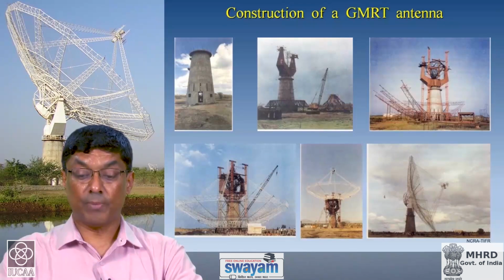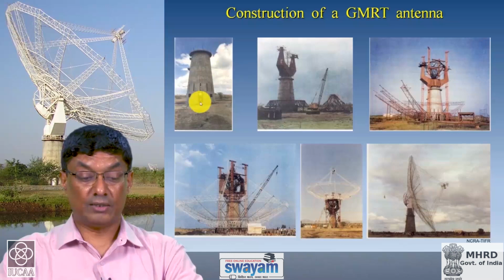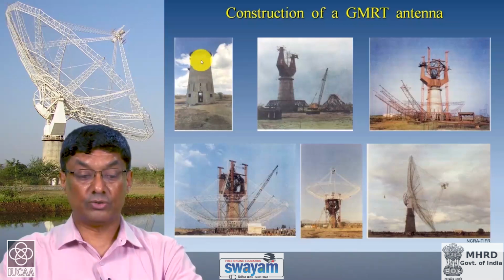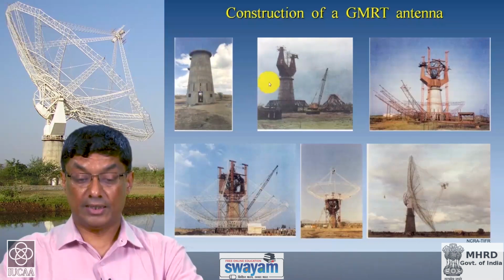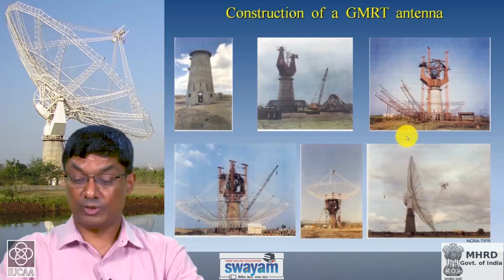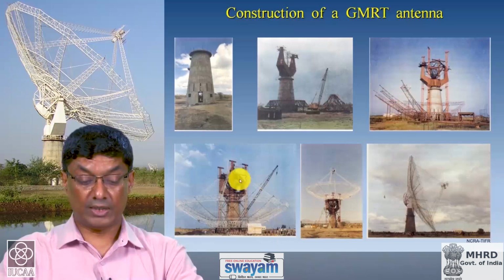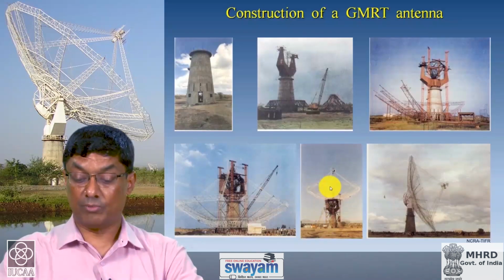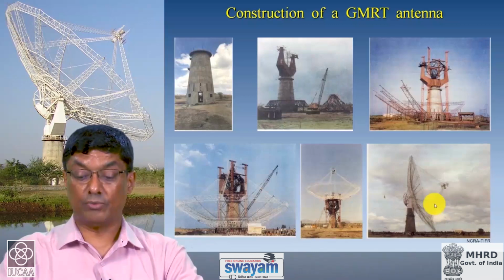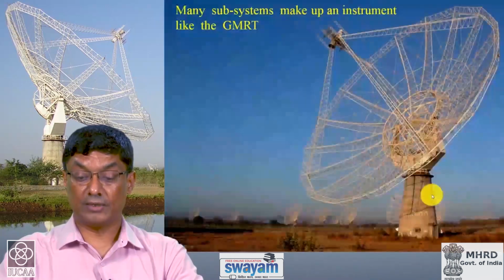This shows a sequence of how a single antenna was built. The tower on which it sits is a 3-story high tower, and then the structure is assembled on top of it. The antenna itself is built on the ground and then hoisted up on these 4 cranes to the top, and then bolted in place to get the final working system. As you can see, it is a mechanical challenge.